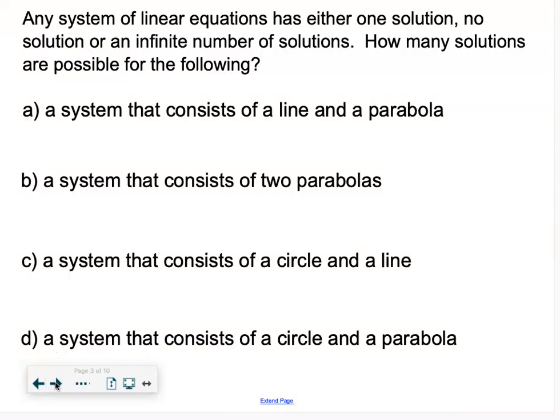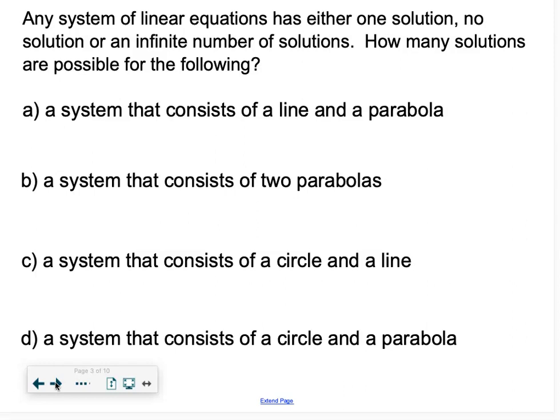Okay. Here's what I want you to do in your groups. I'm going to assign you a letter. A, B, C, D, A, B, C, D, A. All right? Your job is to come up with every possible number of solutions.